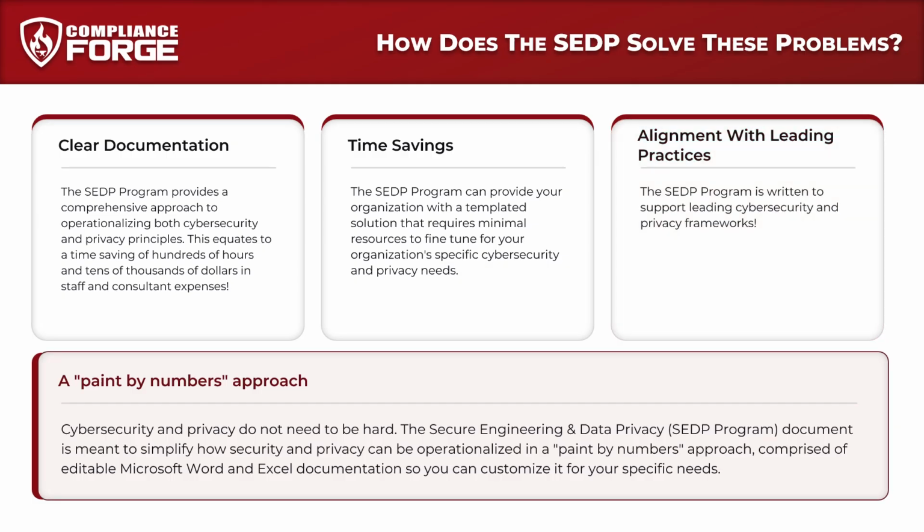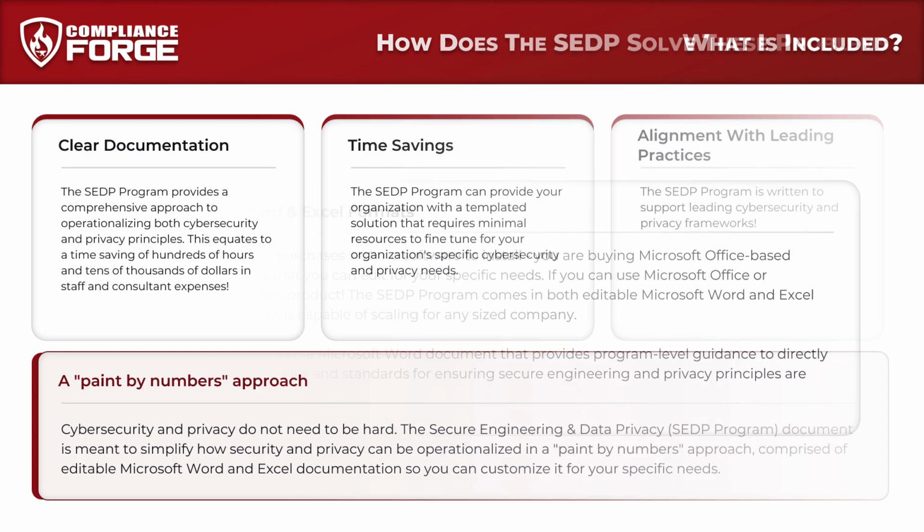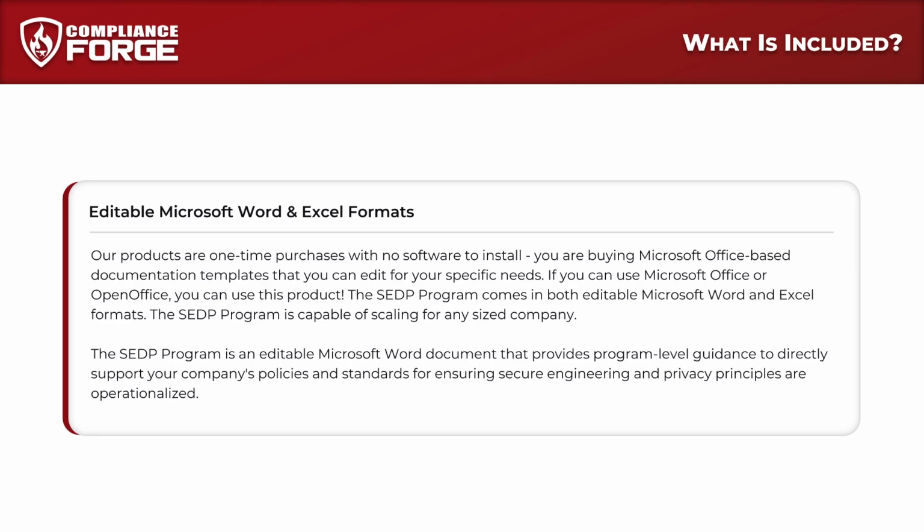Cybersecurity and privacy do not need to be hard. The SEDP is meant to simplify how security and privacy can be operationalized in a paint-by-numbers approach comprised of editable Microsoft Word and Excel documentation so you can customize it for your specific needs. So what do you actually receive? The SEDP comes in both editable Microsoft Word and Excel formats and is capable of scaling for any sized company.